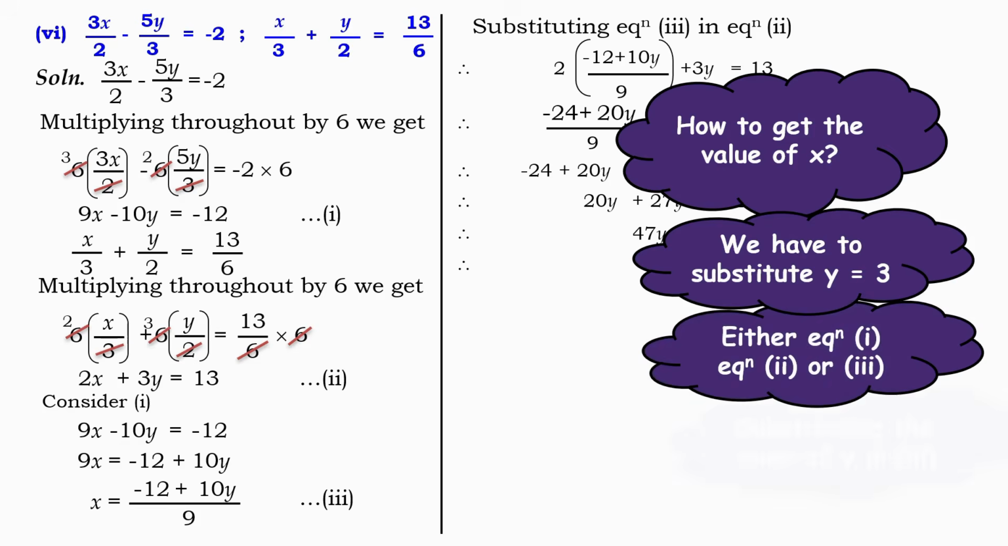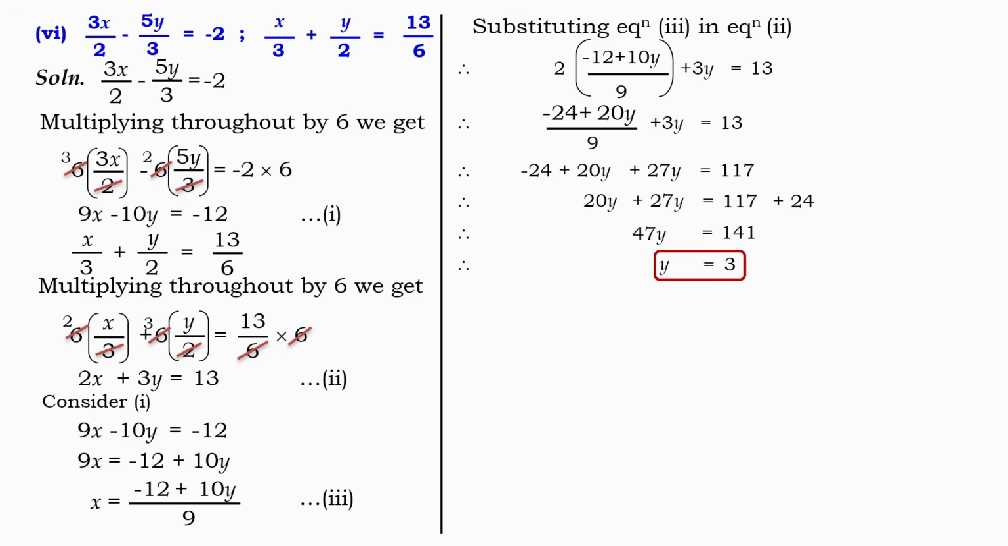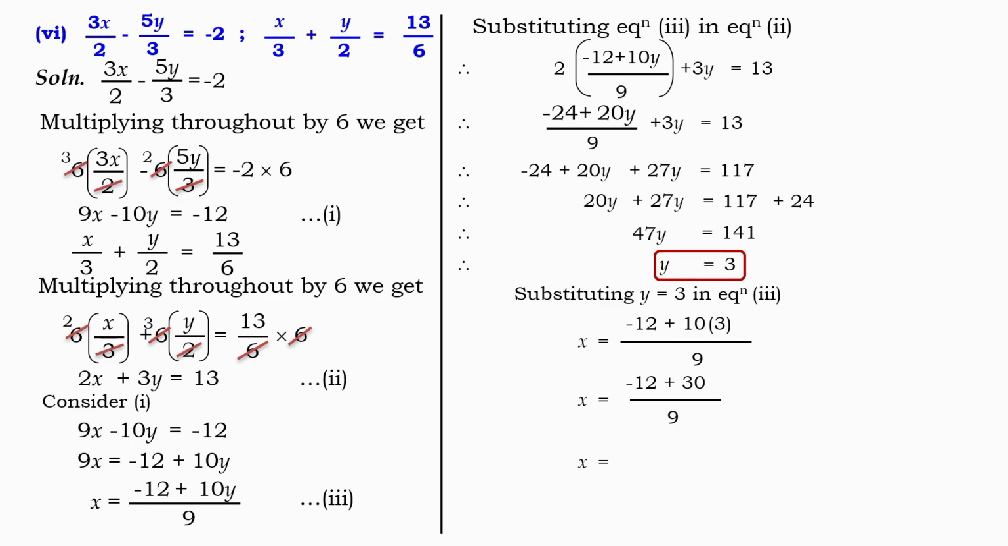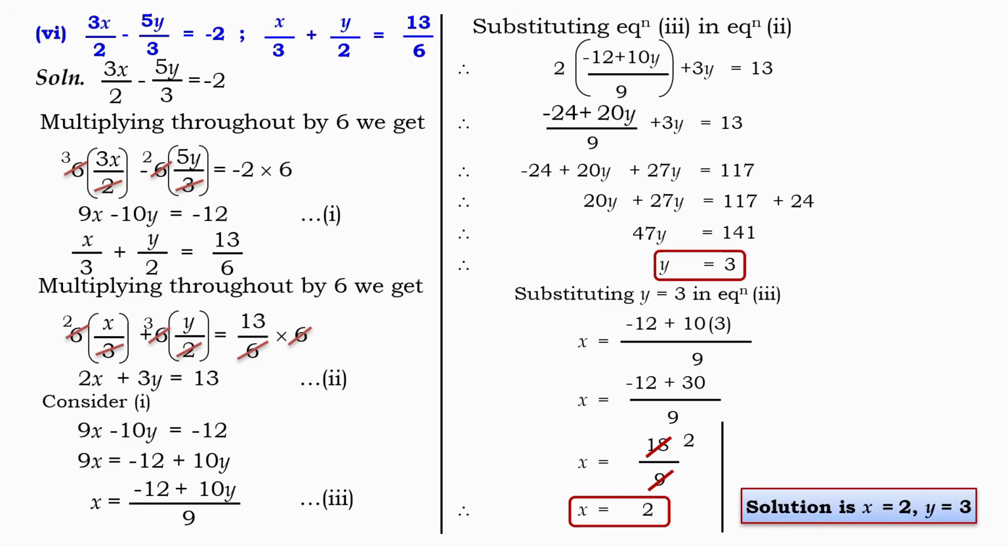Now substitute y equals 3 into equation 3. So we get x equals (minus 12 plus 10 multiplied by 3) divided by 9. This becomes x equals (minus 12 plus 30) divided by 9. That is x equals 18 divided by 9. So, x equals 2. Therefore, the solution of the pair of equations is x equals 2 and y equals 3.